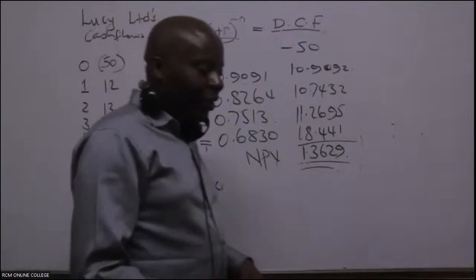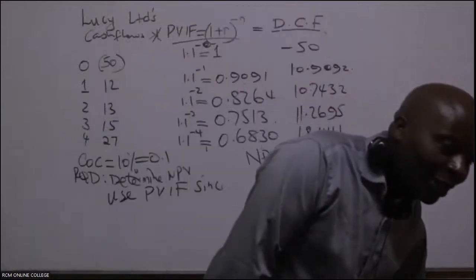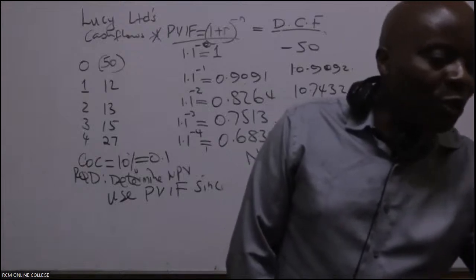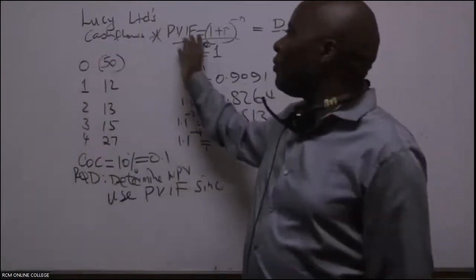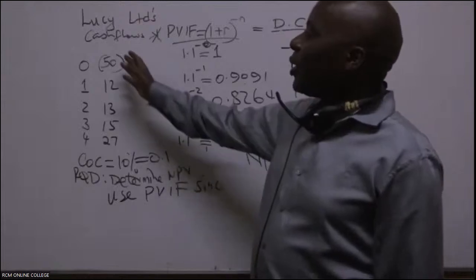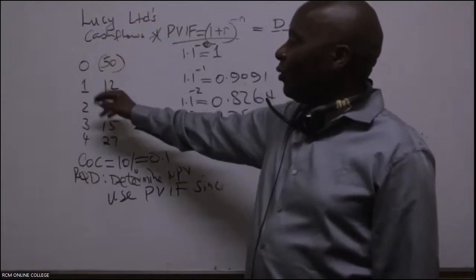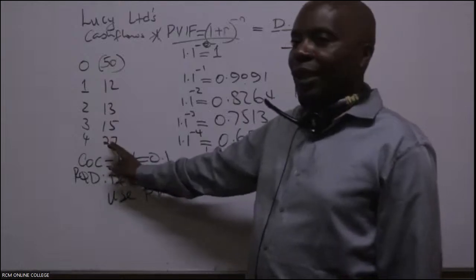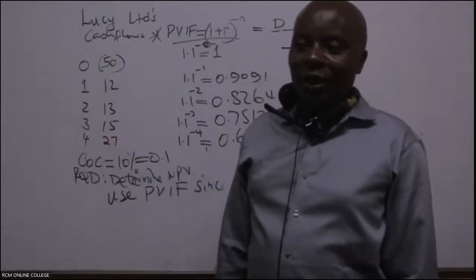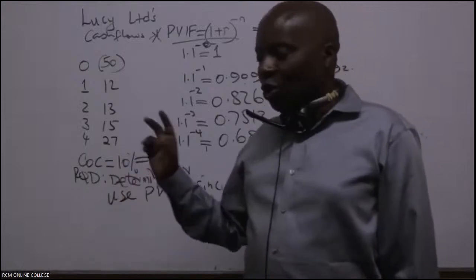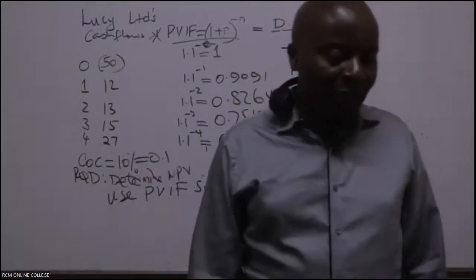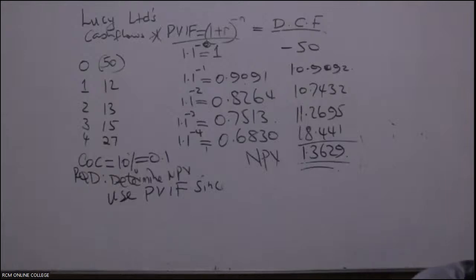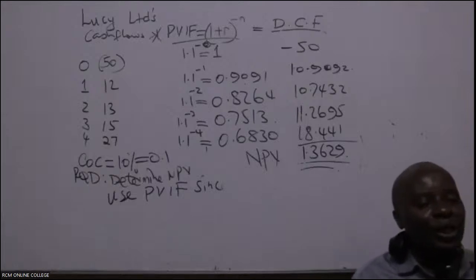For the students who are also using Excel to solve this, I would expect you to write. Don't write everything. I simply want you to write there the cash flows: negative 50, 12, 13, 15, 27, 27, 27. And then you write there, cost of capital is 10%. Once you write like that, you are ready to do this concept using Excel.